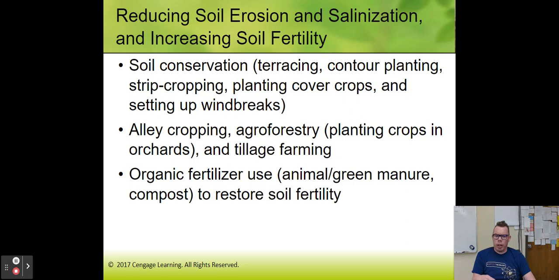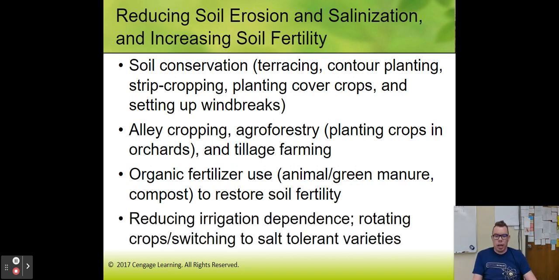All right, organic fertilizer use. One of your vocab words is organic fertilizer. It's here: animal and green manure and compost. So basically, taking stuff that already exists in nature, letting the bacteria break everything up, that's now your fertilizer. Personally, I do composting at home because that compost is going to turn into fertilizer for my garden.